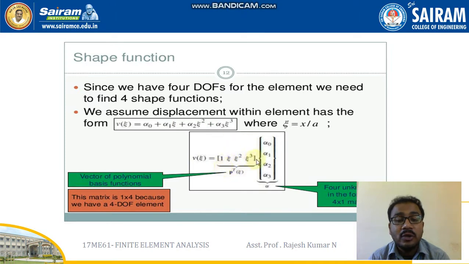In case you want to write it row-wise, in the short form always show it as p transpose. This is called the vector of the polynomial basis function, and this matrix is a 1 cross 4 matrix because we have a 4 degrees of freedom element and we have 4 unknowns in the form of a 4 cross 1 matrix.